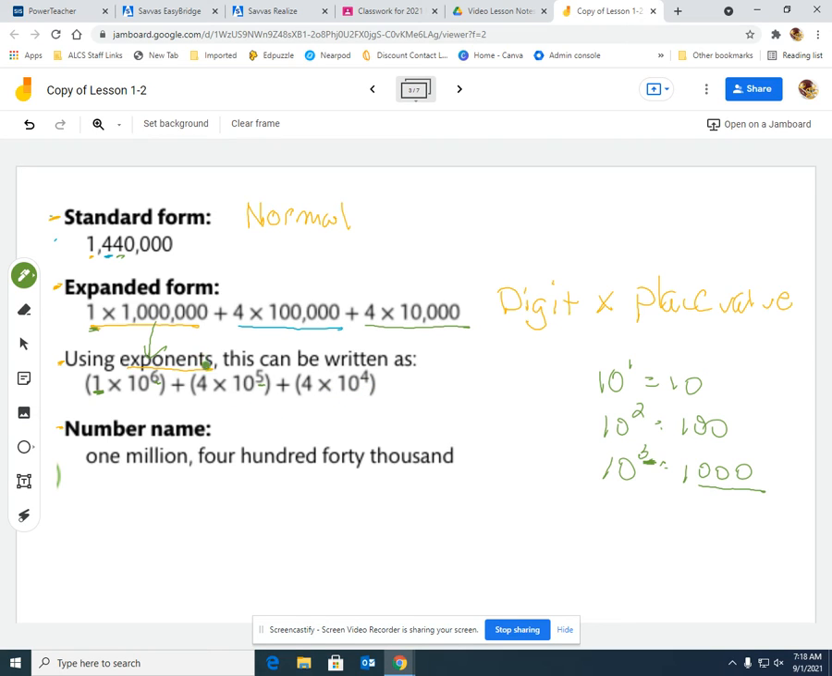You'll start using exponential notation, which is what this is called, probably in 6th grade, when you start looking at science and you use what's called scientific notation. And then we have number name. Number name is basically just that number, this number here, spelled out in words.